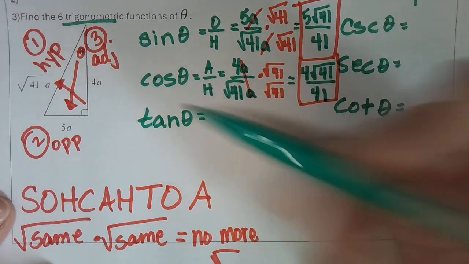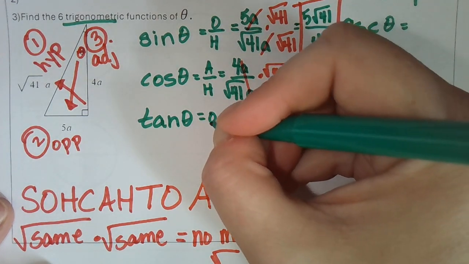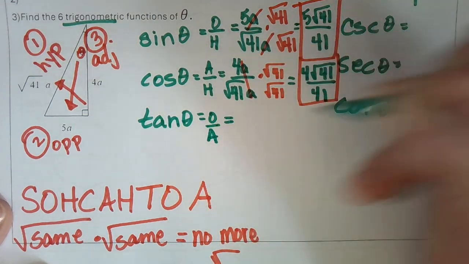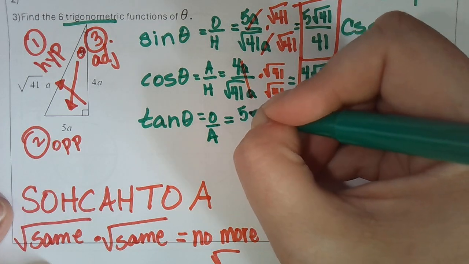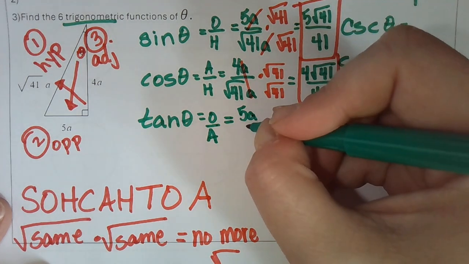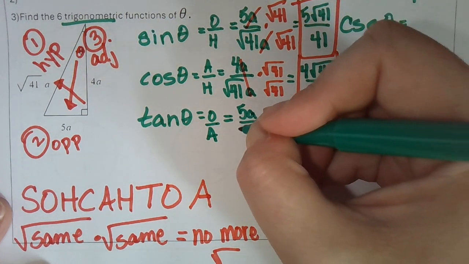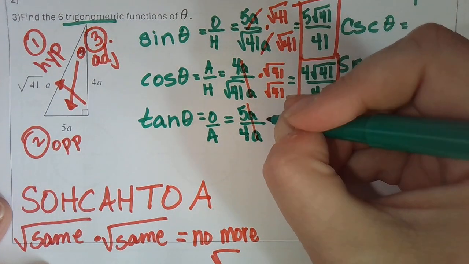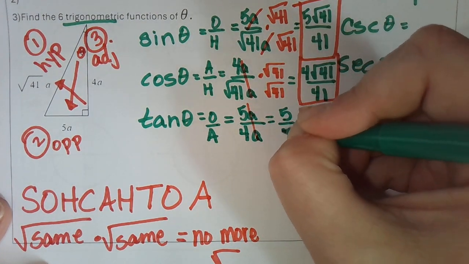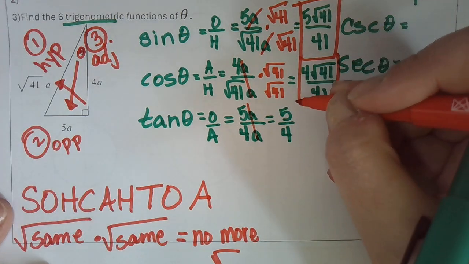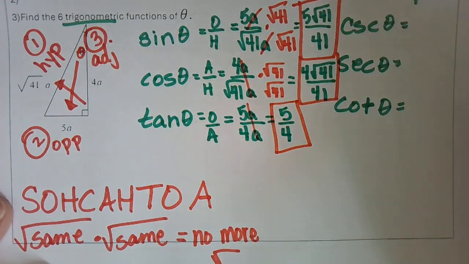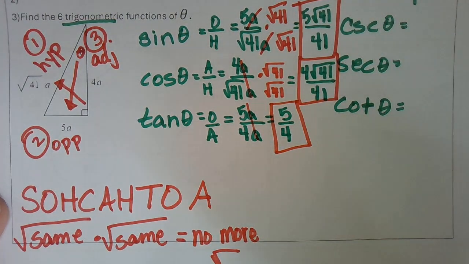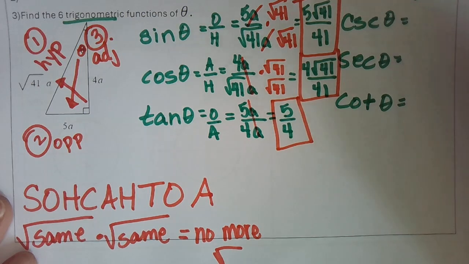Okay, let's keep going. Tangent. TOA. Opposite over adjacent. Opposite is 5a. Adjacent is 4a. Cancel. And we get 5 over 4. Oh, that was the most attractive one. Huzzah.